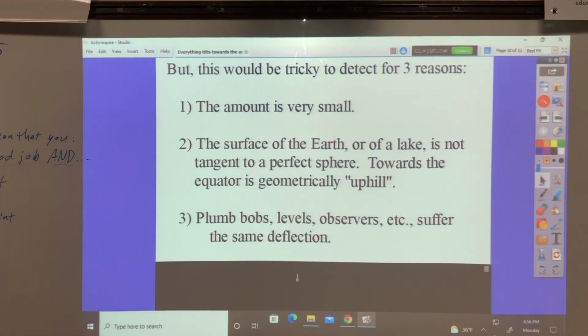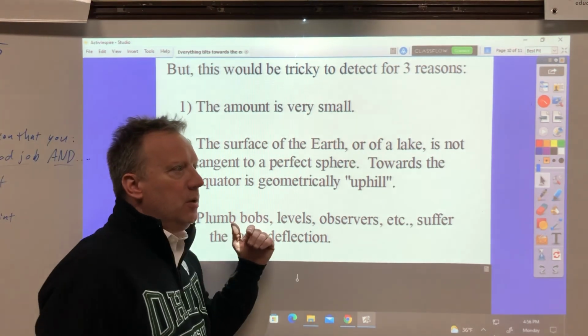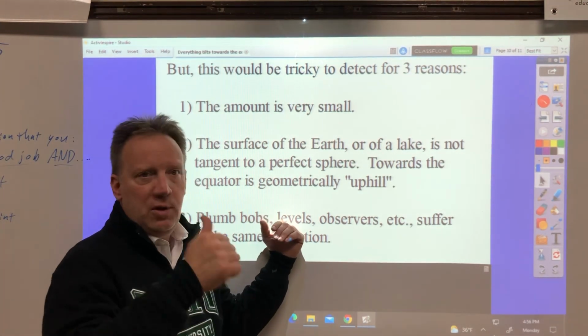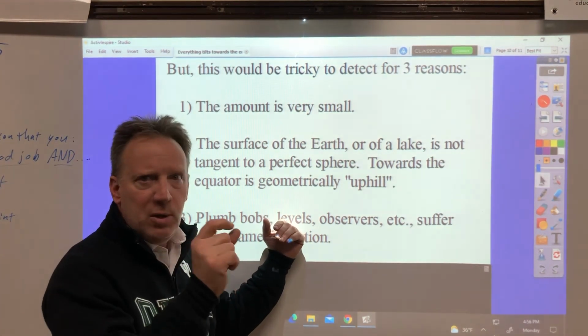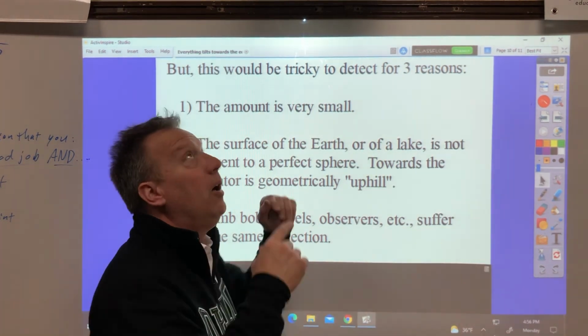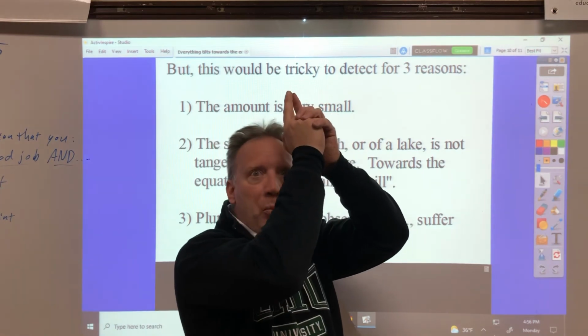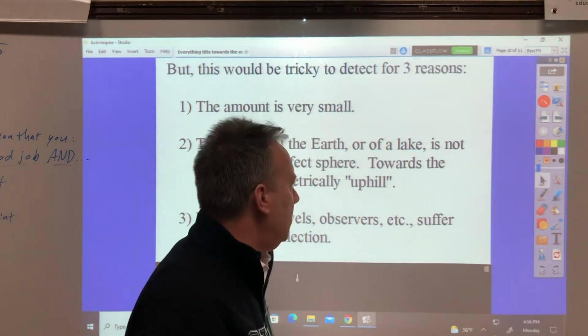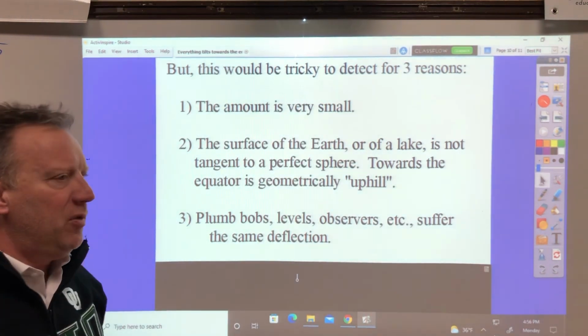And number 3, all the plumb bobs are doing the same thing. All the levels are doing the same thing. All the spirit levels, the bubble in it, is doing the same thing. All the observers are doing the same thing. So nobody can tell that that's not exactly up. It's a little bit off. So we all suffer the same deflection.